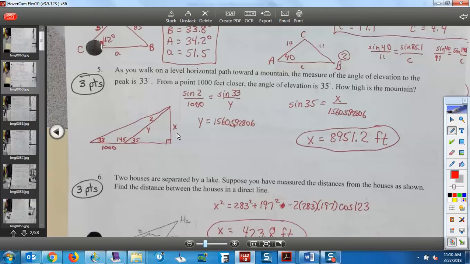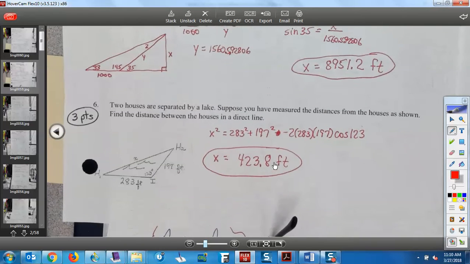But that's a lot of work that you don't need to do. So anyway, this is y. This is this side right here, and then you can do sine. Now you just do sine is opposite over hypotenuse. So sine of 35 would be x over that number, and then you get x to be that. Okay, so 3 points, kind of your setup, your picture, your answer.